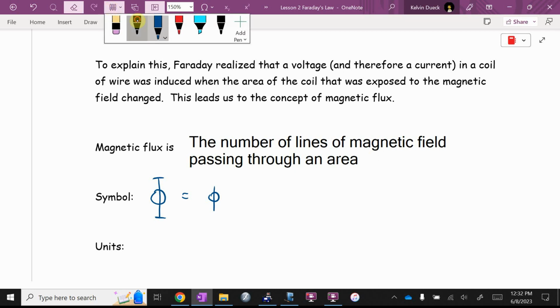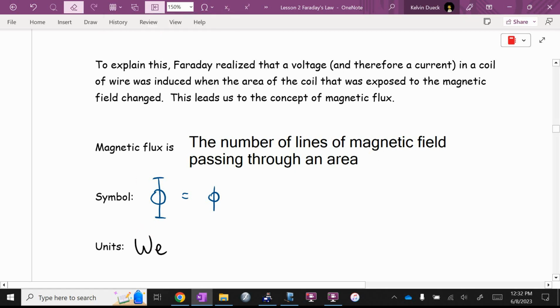Units. Magnetic flux is measured in Webers. Abbreviation: why can't I just use a capital W? That's watts. This is one of the few two-letter units. There's a few out there. Hertz is another one. Sievert, yeah, there's a few.